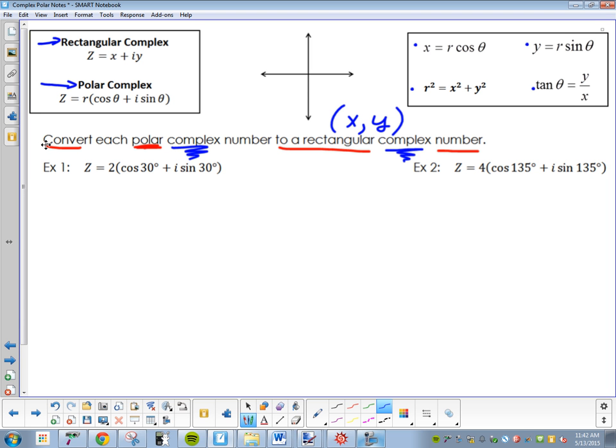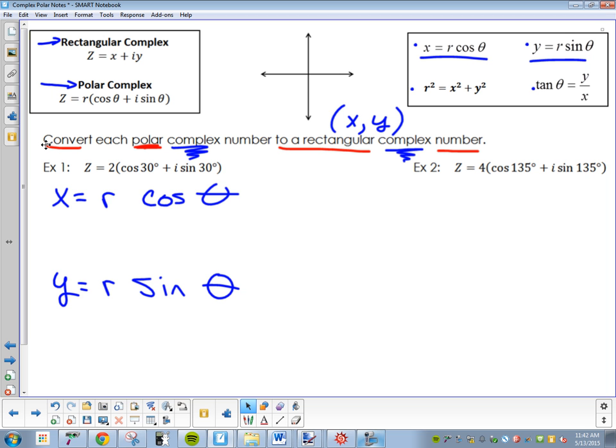If I want to solve for x, which one solves for x? That one. If I want to solve for y, which one's going to solve for y? That one. Those are the two formulas I'm using. x equals r cosine theta, and y equals r sine theta. Those are the two formulas I want. I'm trying to get to rectangular form. So just like we did yesterday on the quiz, if you're trying to get rectangular, use the x and the y formula.